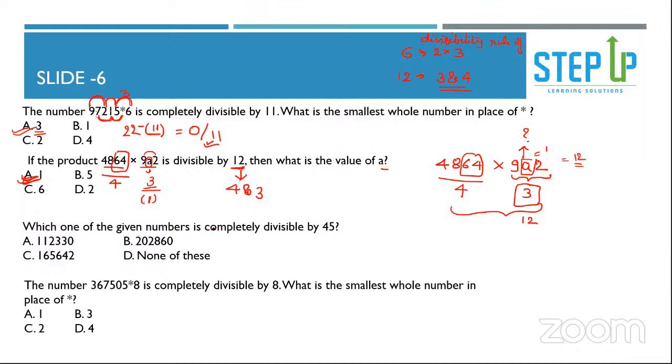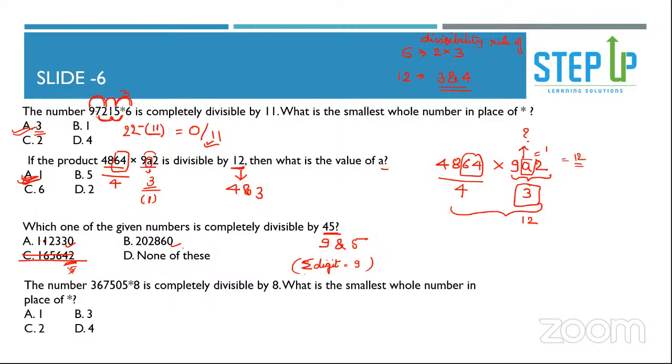Fine. So which one of the given numbers is completely divisible by 45? 45 means that it has to be divisible by 9 and 5. So this number is eliminated because it is not divisible by 5. Now, these two numbers are divisible by 5, so let's check whether these numbers are divisible by 9 also. Divisibility rule of 9: the summation of the digits should be divisible by 9.